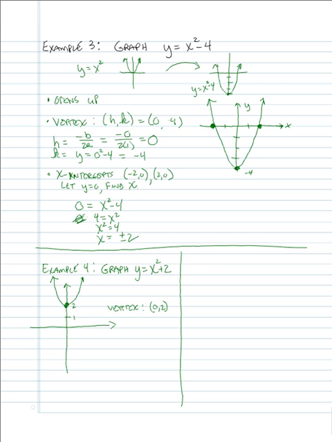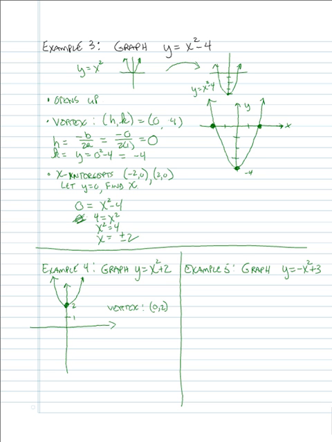Now, let's finish this off by looking at something like this. Let's say example 5, and we're to graph y equals the opposite of x squared plus 3. I hope this isn't getting too sloppy. I don't get to see what the video looks like until much later.